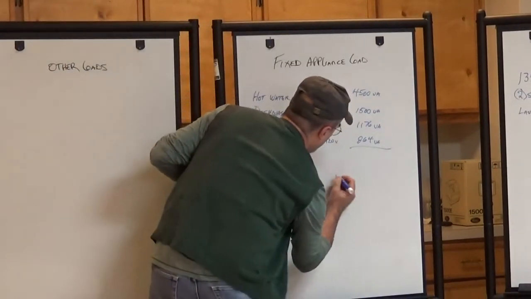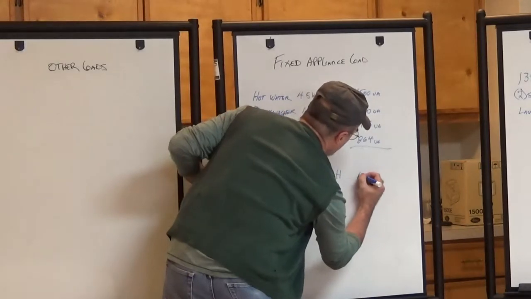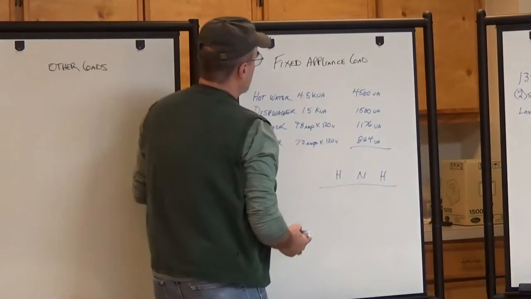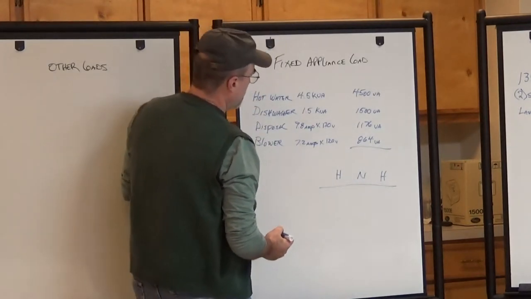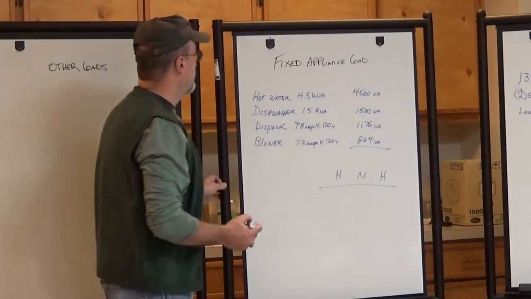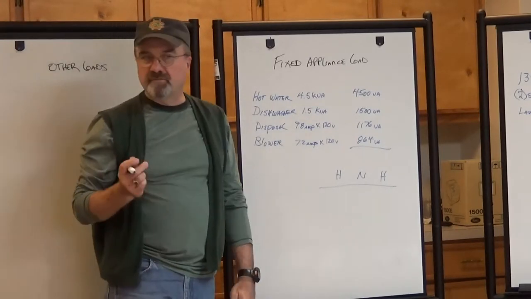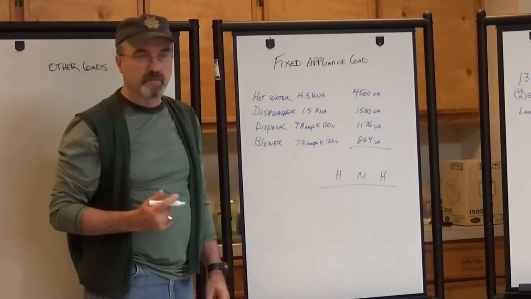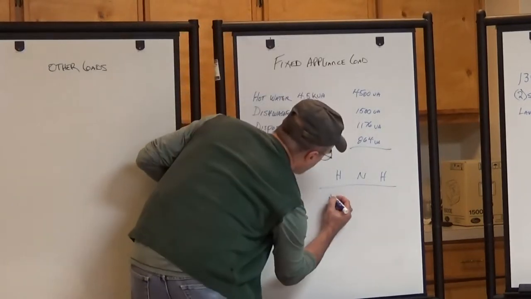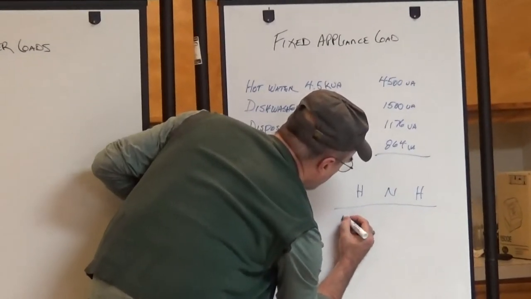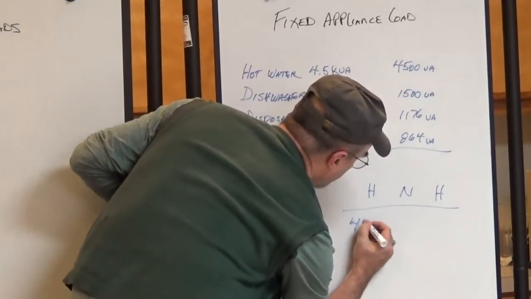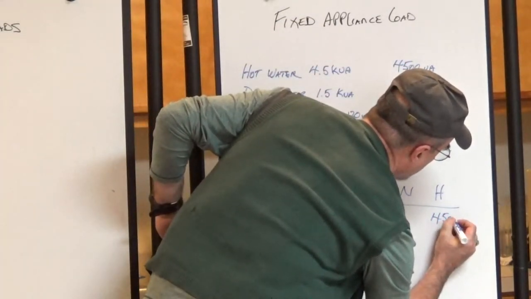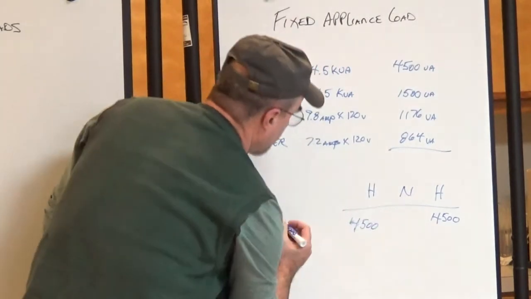So we have our hots, we have our neutral. Okay. And so for the blower motor, let me back up. For the hot water heater, what voltage level is the hot water heater run at? 240. 240, right? Sir. So we're going to put 4,500 underneath each of the hots. That's going to be hot water.